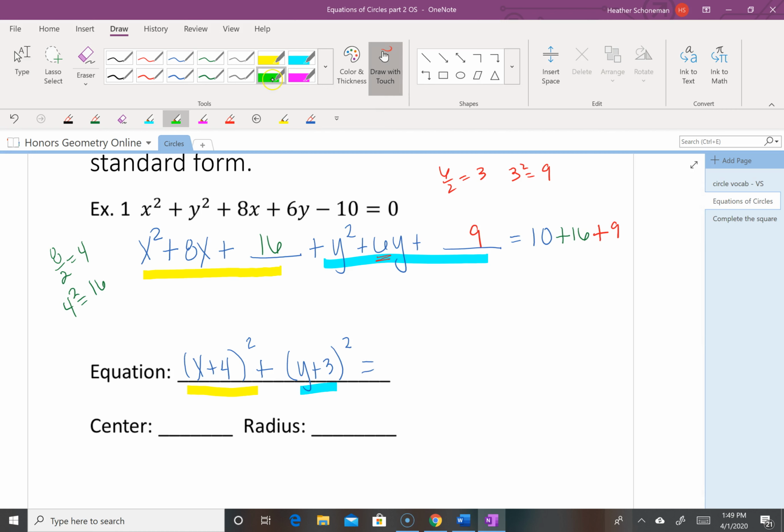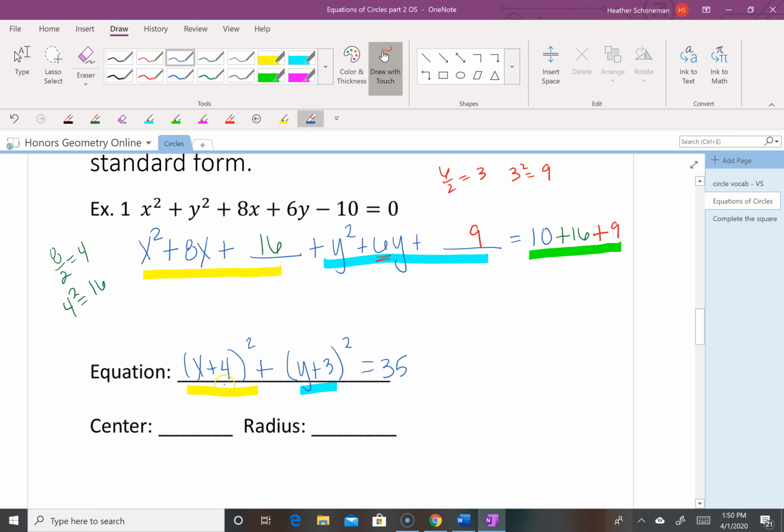And now I need to look at the end and combine all those things together. So when I add them all together, I get 26 plus 9, which would be 35. Whoa, can't write in highlighter. Take 2. 35. Okay, now that it's in this form, now we can identify all the different things.